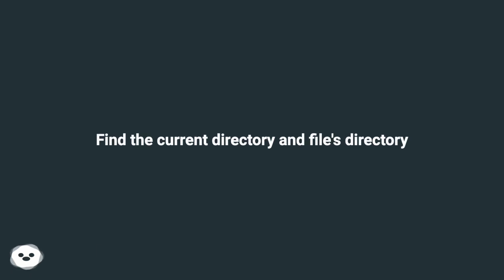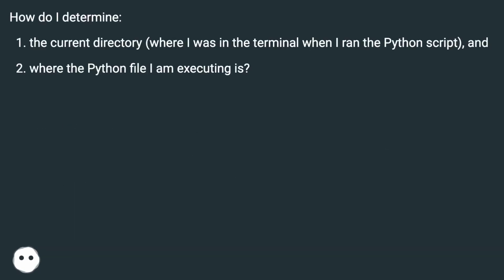Find the current directory and files directory. How do I determine the current directory, where I was in the terminal when I ran the Python script, and where the Python file I am executing is?